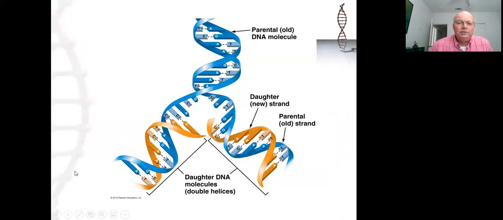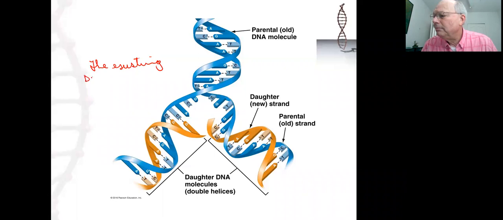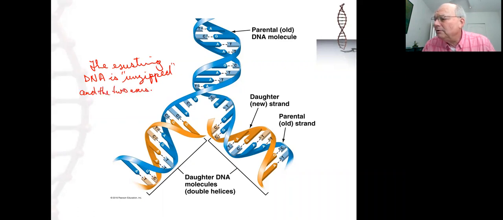So this diagram basically tells you what's going on. The existing DNA is unzipped. And that is, in fact, the technical term that we use for this. We talk about the DNA molecule being unzipped because it's opened up in much the same way as a zipper is open. It looks very much like that. And two existing strands.